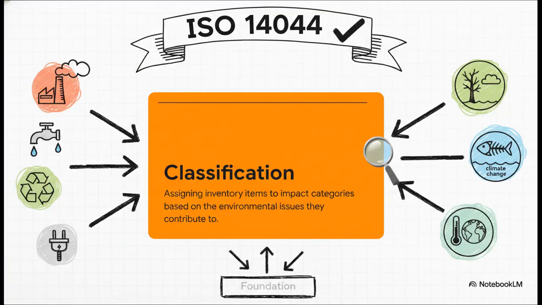At its heart, this is all about getting organized. You take every emission, every resource used, and you assign it to the environmental problem it relates to. And this isn't just a nice idea. The ISO 14040 standard, which is kind of the rule book for all this, says you have to do this. It's the foundation for everything else we're about to do.